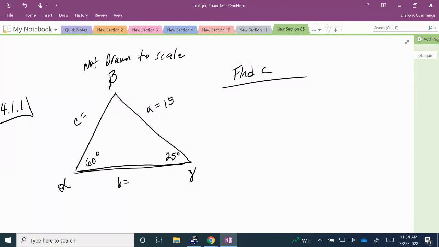So keep in mind, when we set up our proportion, we can put the angle measures on top, we can put the angle measures on the bottom, but we have to make sure that we remain consistent. All right, so for my purposes, I'm going to put the angle measures in the numerator. So I'm going to write this out as the sine of 60 degrees, right, divided by 15.